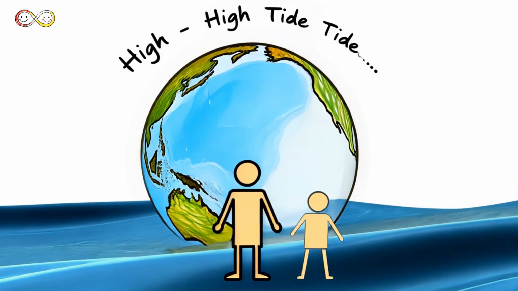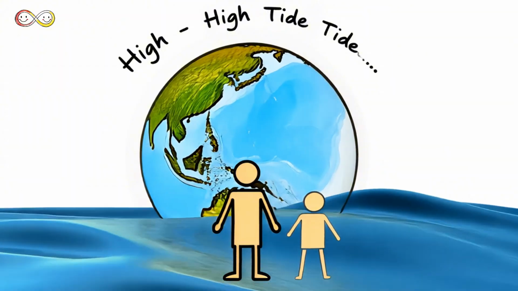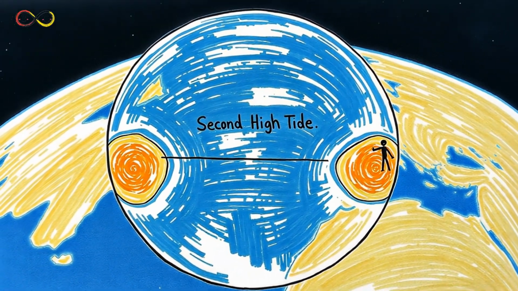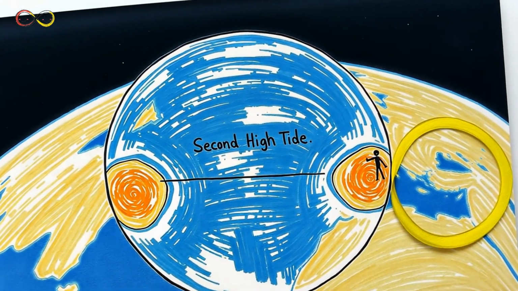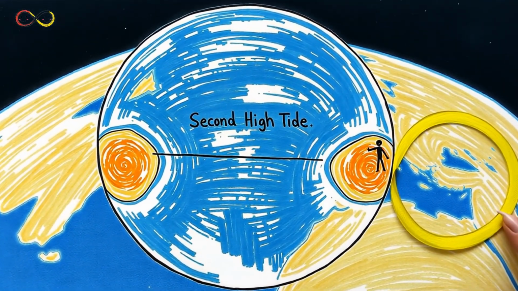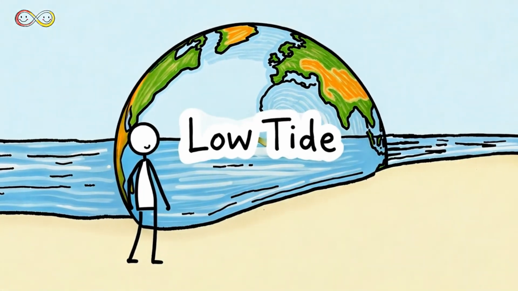This is called high tide. The land near this bulging water experiences high tide twice a day. But wait, there's another high tide on the opposite side of Earth. Even though the moon isn't pulling that side, the water still rises because of how Earth moves.